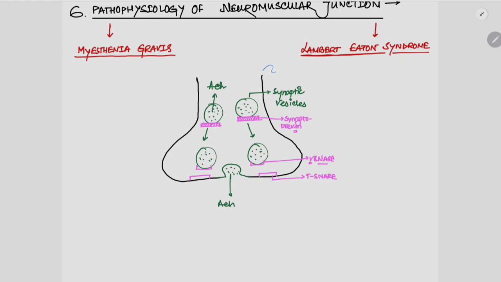There are voltage gated calcium channels in the axonal terminal. Calcium enters through these channels and stimulates the vesicles to begin exocytosis into the neuromuscular cleft. So we have to understand now the pathophysiology of myasthenia gravis and Lambert-Eaton syndrome.